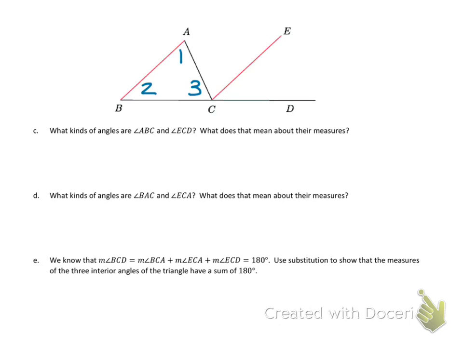So remember, we're trying to show that the measure of angle 1 plus the measure of angle 2 plus the measure of angle 3 adds up to 180. We're also going to need to make use of a couple other angles. So we're going to have angle 4 and 5 also in our diagram.